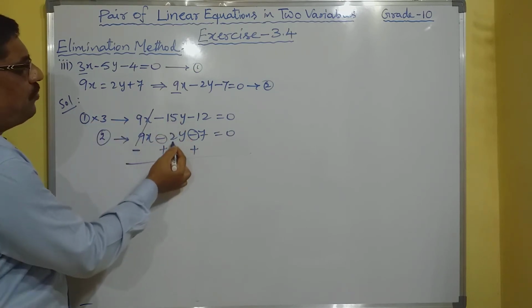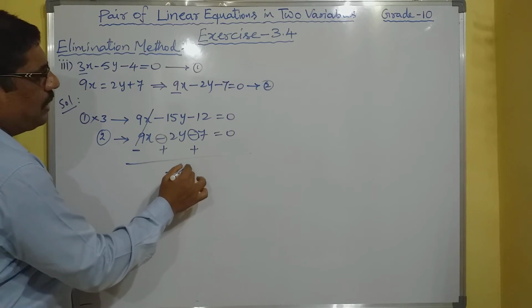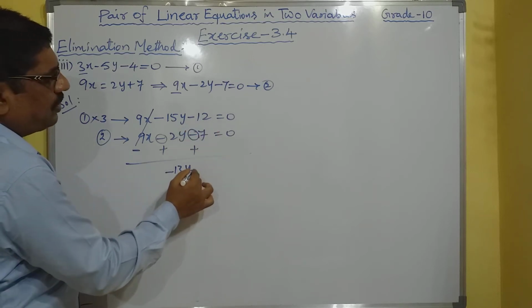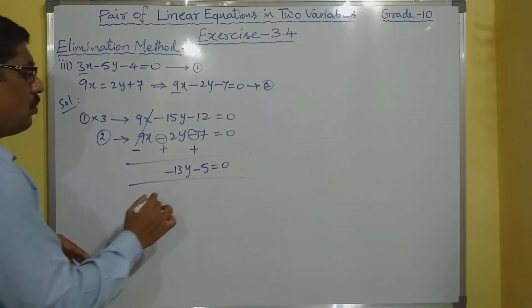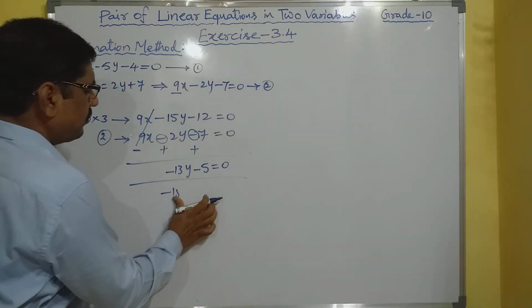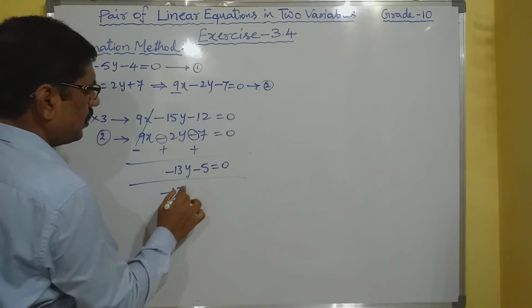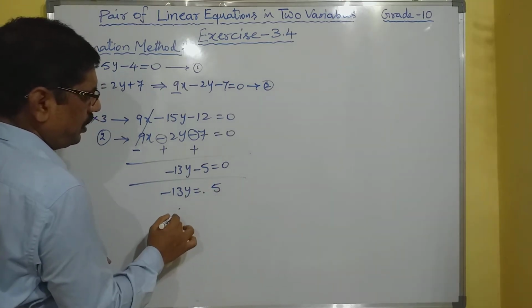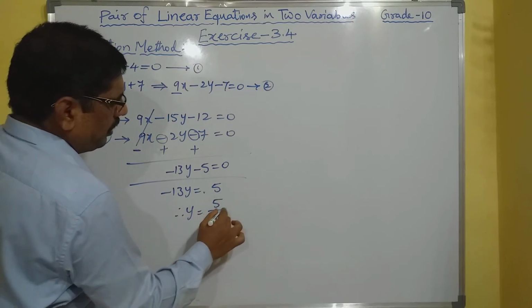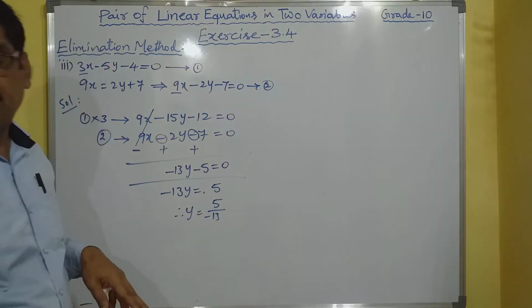Okay? Minus 15 plus 2 is minus 13y. Minus 12 plus 7 is minus 5, equal to 0. Now, minus 13y, take minus 5 to RHS, we get plus 5. Therefore, y is equal to 5 by minus 13. This is the y value.